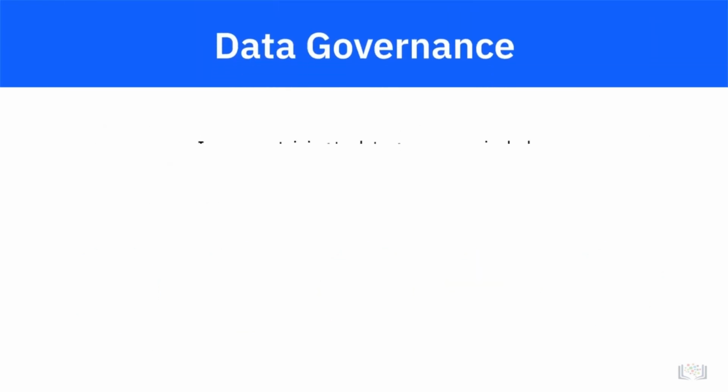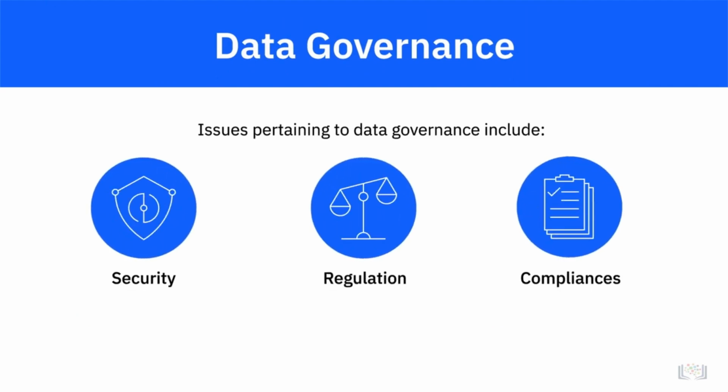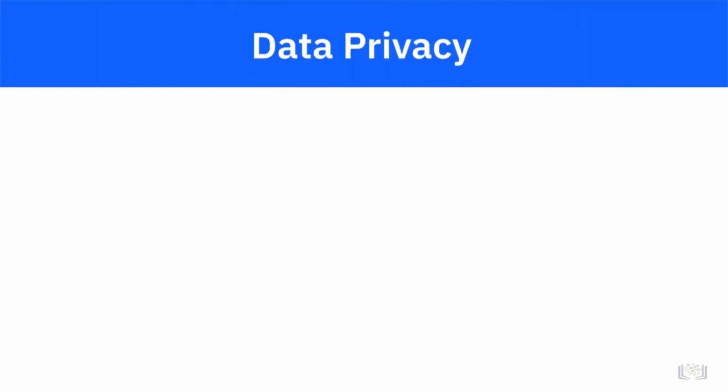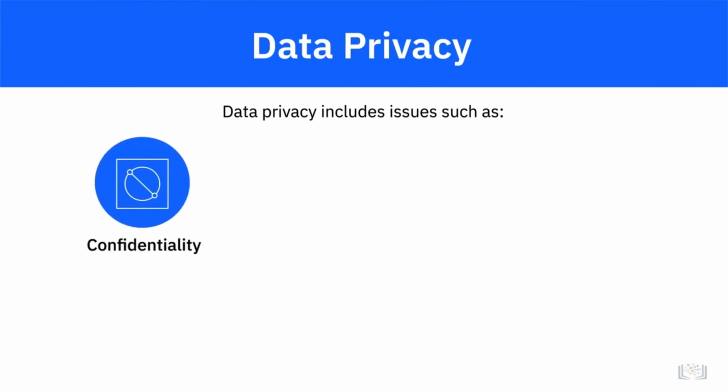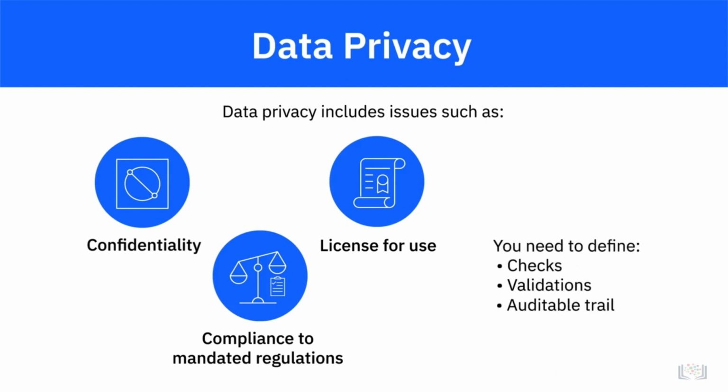You also need to watch out for issues pertaining to data governance, such as security, regulation, and compliances. Data governance policies and procedures relate to the usability, integrity, and availability of data. Penalties for non-compliance can run into millions of dollars and can hurt the credibility of not just your findings, but also your organization. Another important consideration is data privacy. Data you collect needs to check the boxes for confidentiality, license for use, and compliance to mandated regulations. Checks, validations, and an auditable trail needs to be planned.